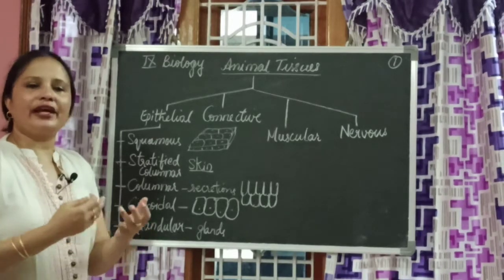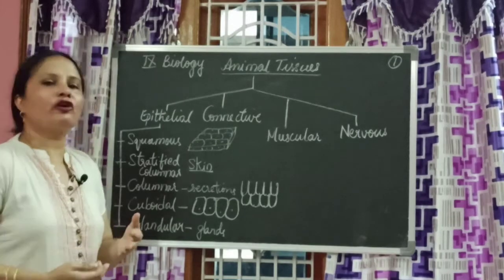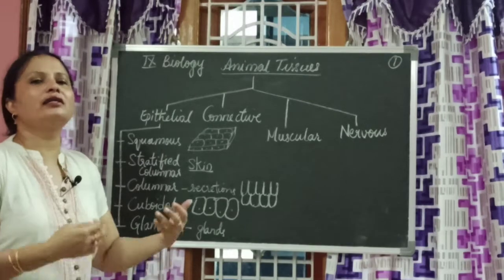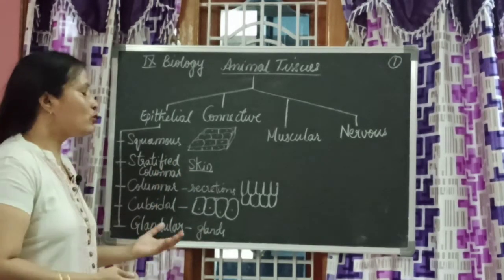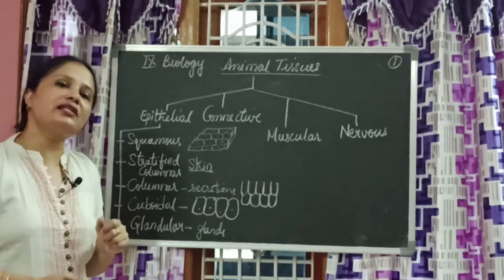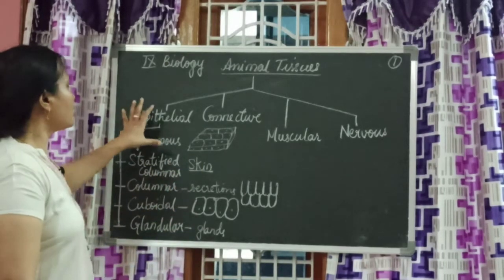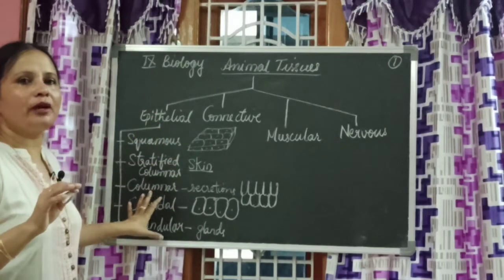I told you thyroid gland, pituitary gland, pineal gland, parathyroid gland, salivary gland, liver, pancreas, what else? Adrenal gland. Oh, I told so many glands' names. So it is there. And what is its function? If it is there in glands, it means that it is releasing a kind of hormones. It is secreting hormones. So this is a clear idea about epithelial tissue.